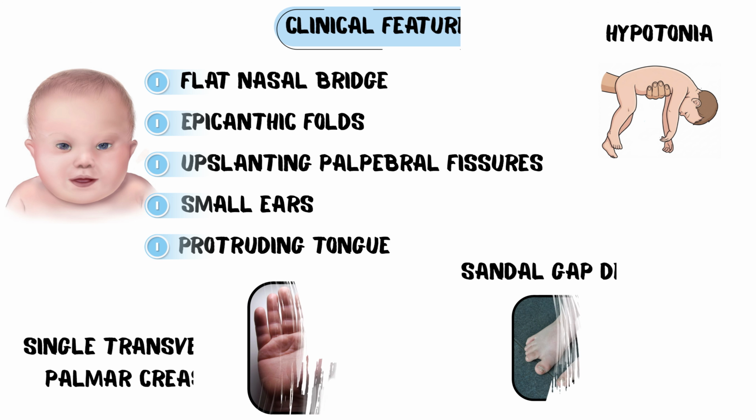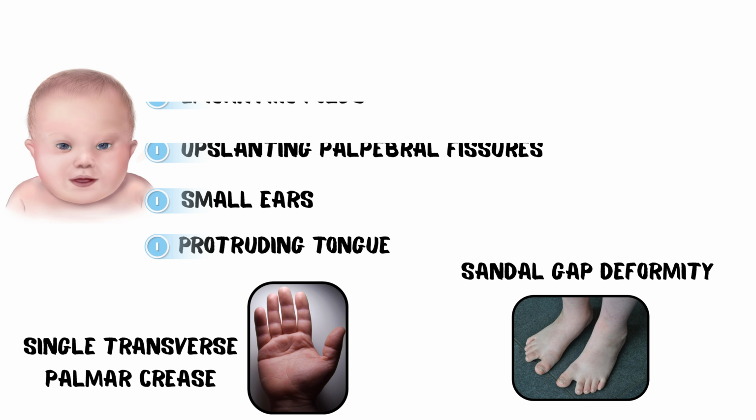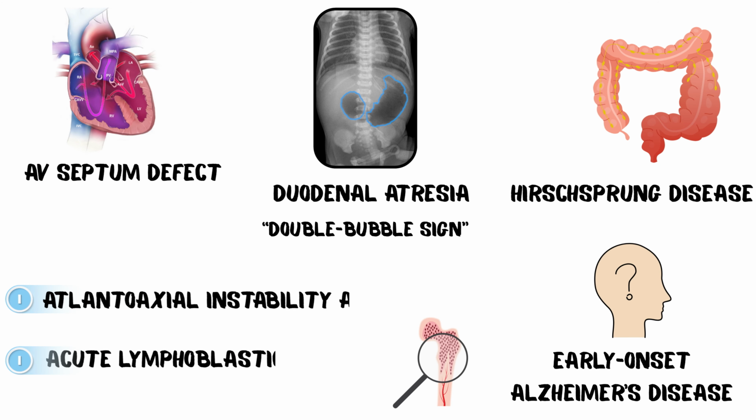Here's the core exam sentence to lock in. Trisomy 21 causes intellectual disability, characteristic facial features, atrioventricular septal defects, duodenal atresia, Hirschsprung disease, increased risk of acute lymphoblastic leukemia, early-onset Alzheimer's disease, and atlantoaxial instability. If you understand the cause-to-effect chain, not just the list, you are already ahead of most students.